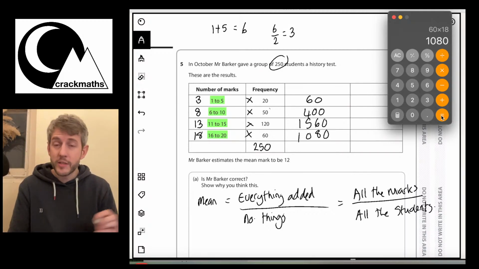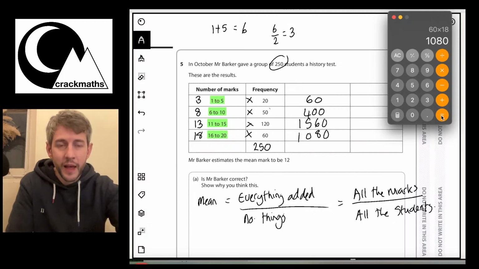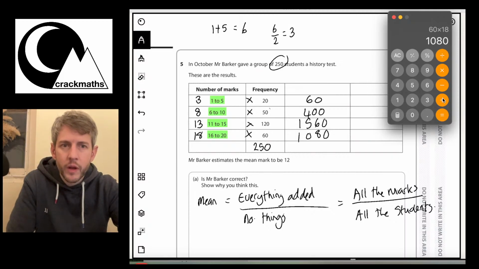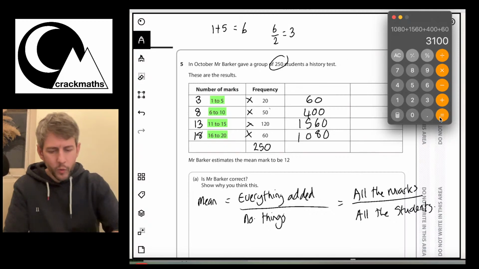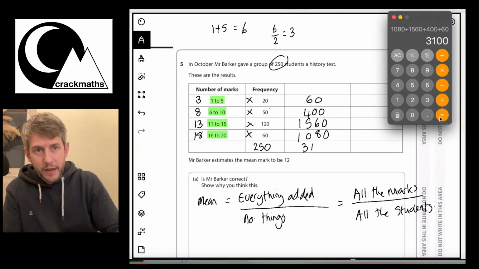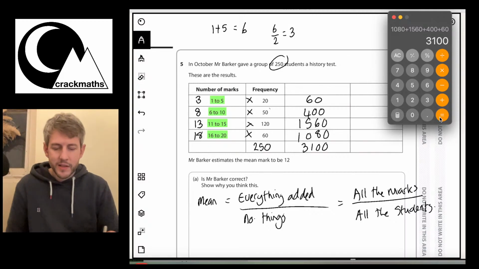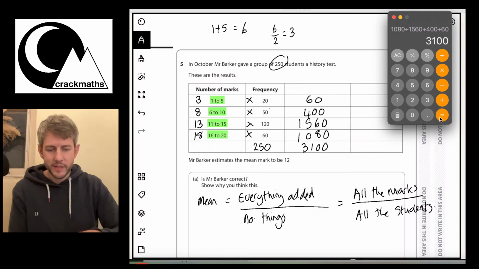Right, what I'm going to do now is add all of these numbers together. So we've got 1,080, add 1,560, add 400, add 60. Okay, so altogether they got 3,100. So remember our formula here, all the marks over all the students.